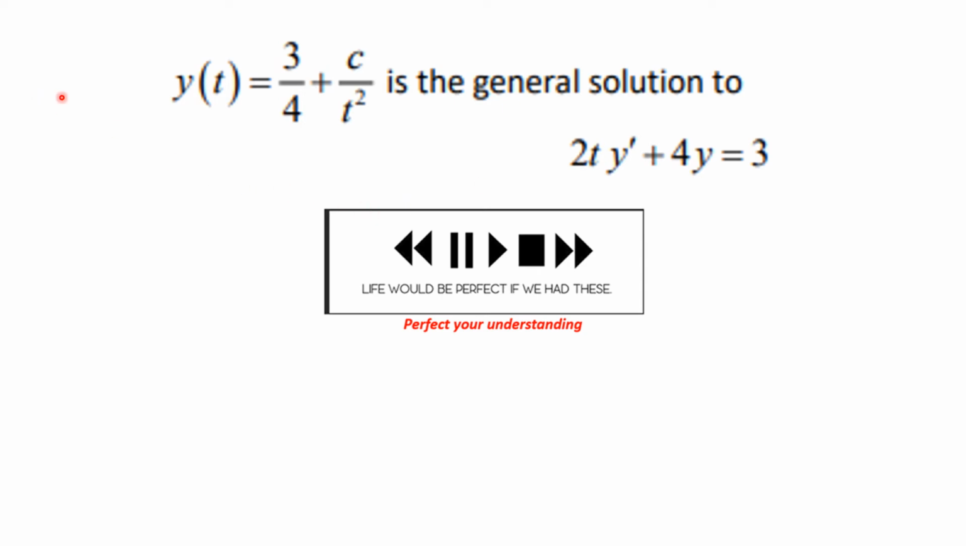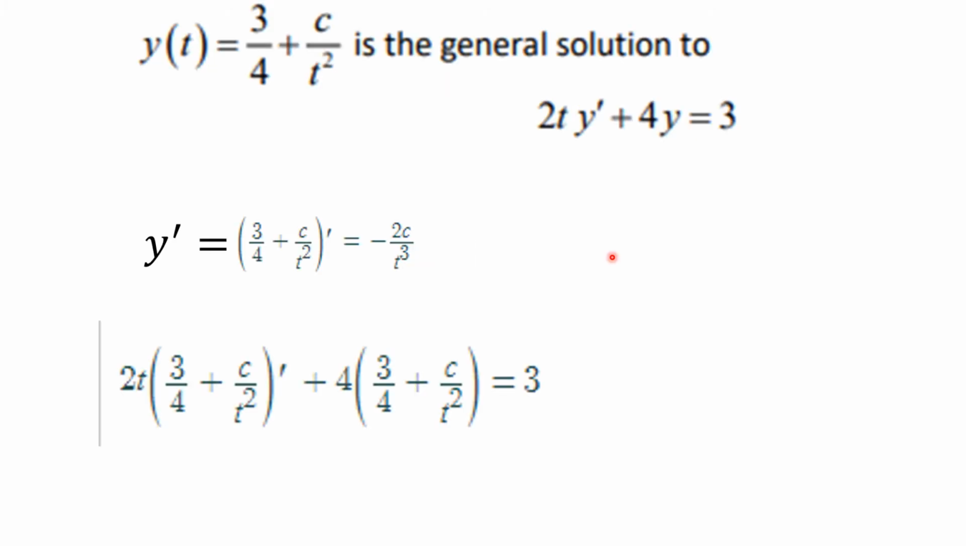Here's another problem. Show that this, where c is some constant, is the general solution to this differential equation. You know what to do. Let's see how you did. So we take the first derivative to get this, and we substitute it into this differential equation right here, and we see that it is equal to 3, so it is a solution.